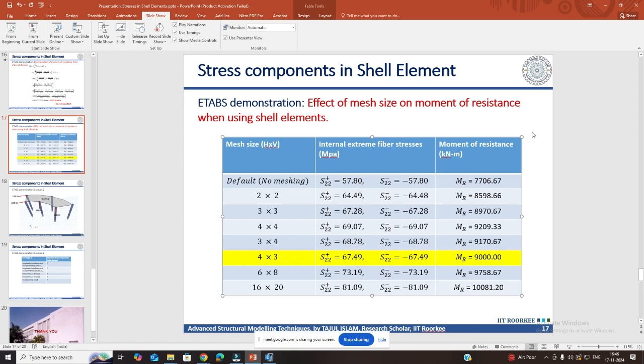So if you do not validate the mesh size before proceeding with the analysis, your result may be erroneous, which is not acceptable in real life. So always try to validate the mesh size before using it for any practical purpose. Otherwise, sometimes you have analyzed everything correctly and done the design correctly, but the structure fails when it is constructed because of this small error.